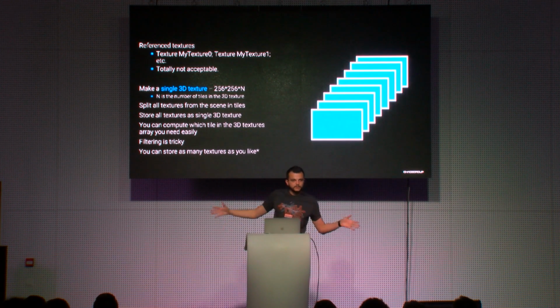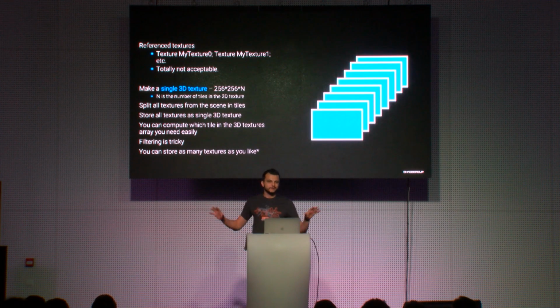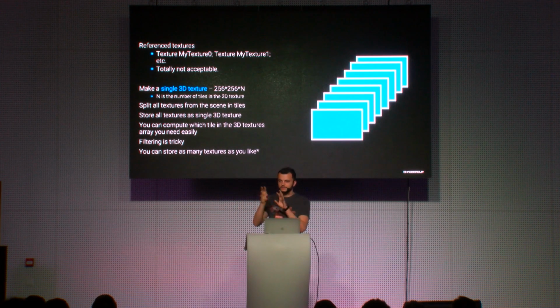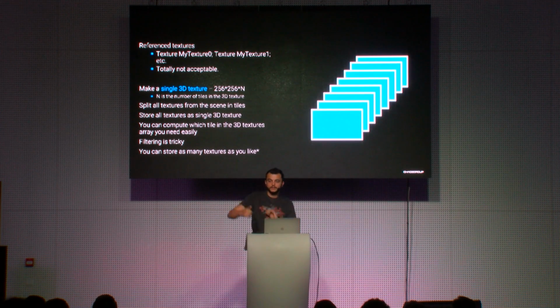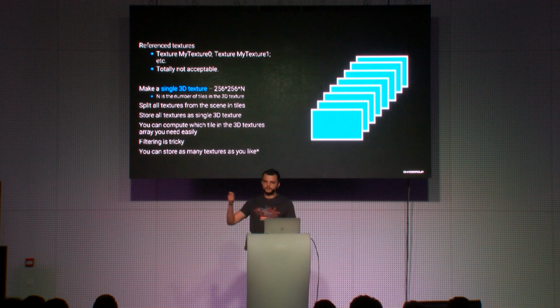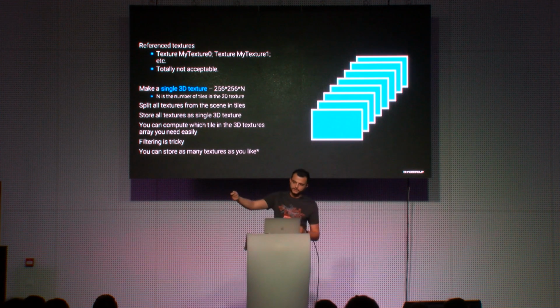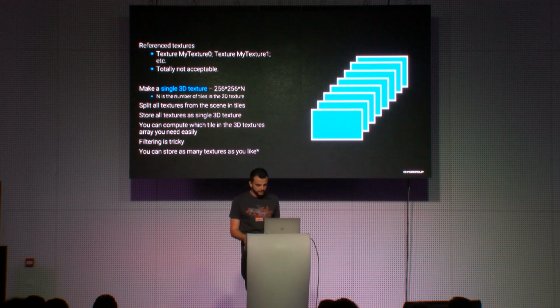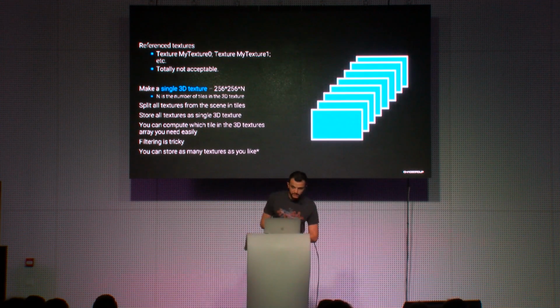So what we used to do is gather all the textures from the scene, split them into small tiles, put them one behind another, and then there is a very easy way to compute, for a particular texture and particular coordinates on the texture, which is the tile that you need. It's not slow, it's very easy. Filtering is tricky though, because when you want to read a particular pixel from a bitmap, you have to read a few pixels around it and then do some kind of filtering.